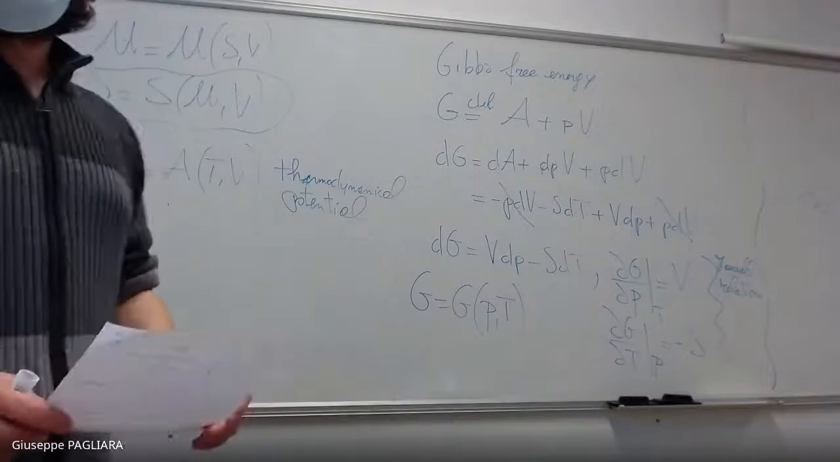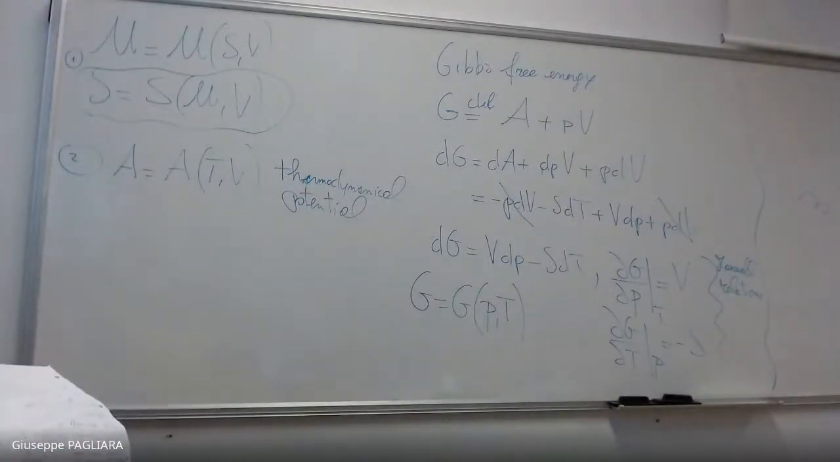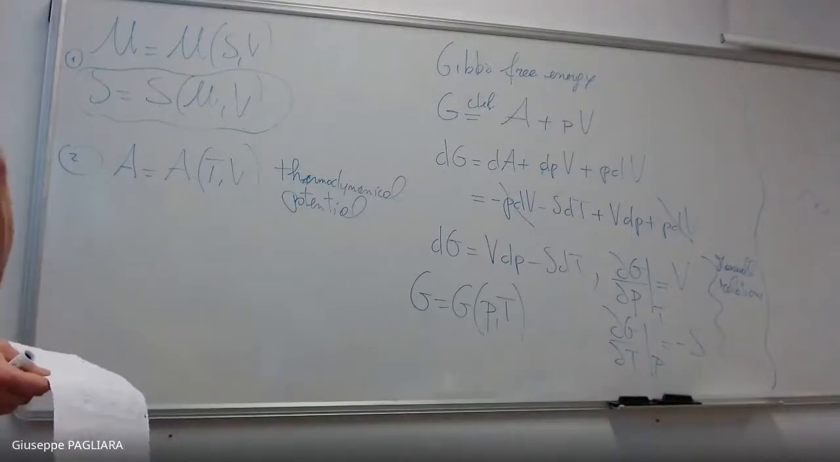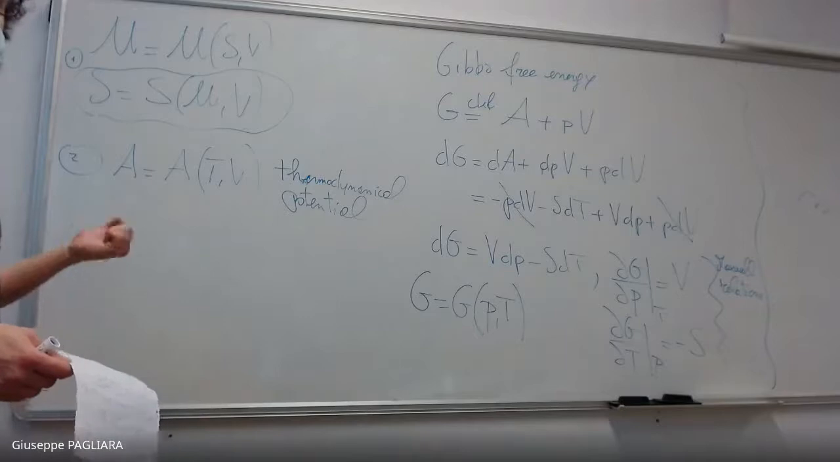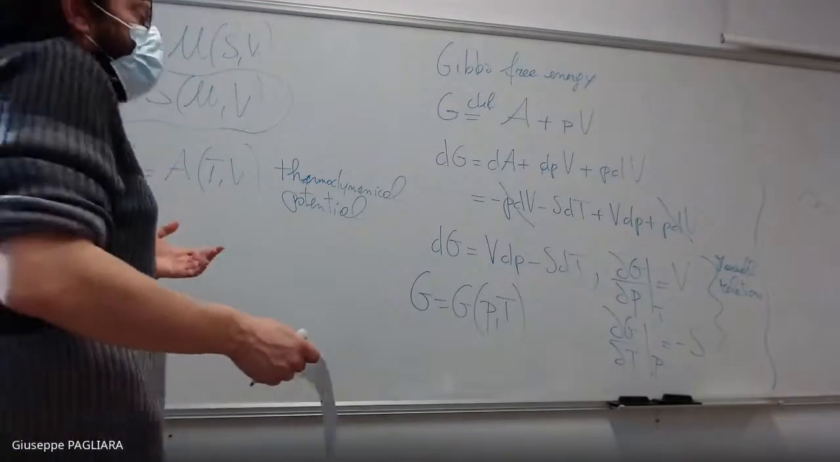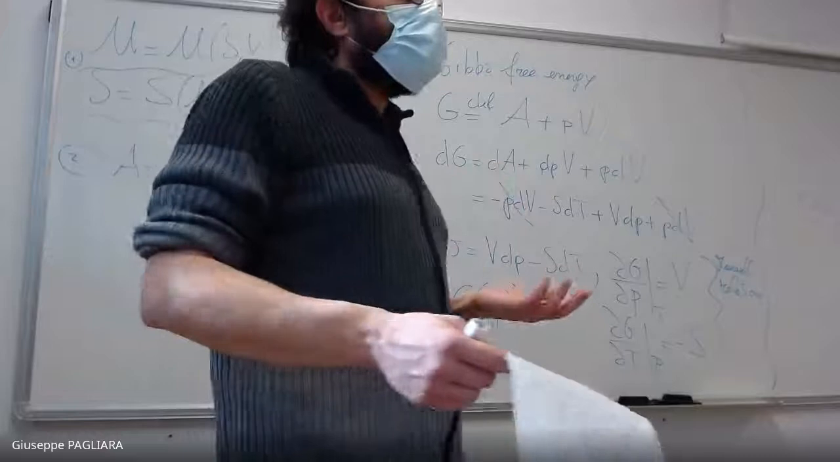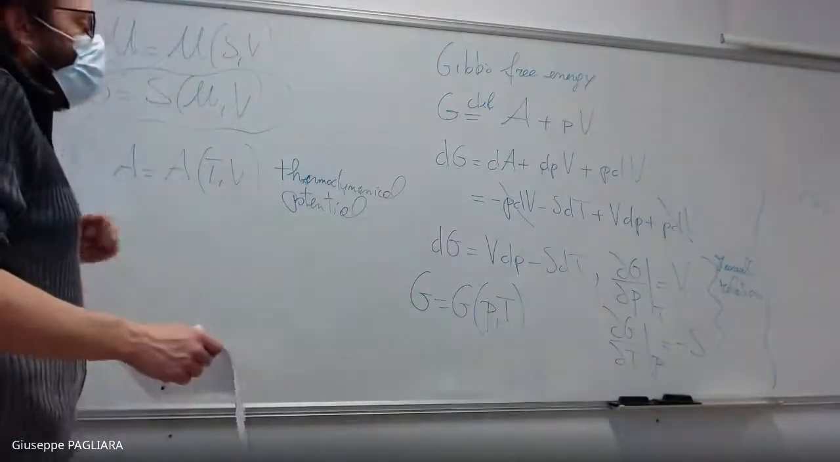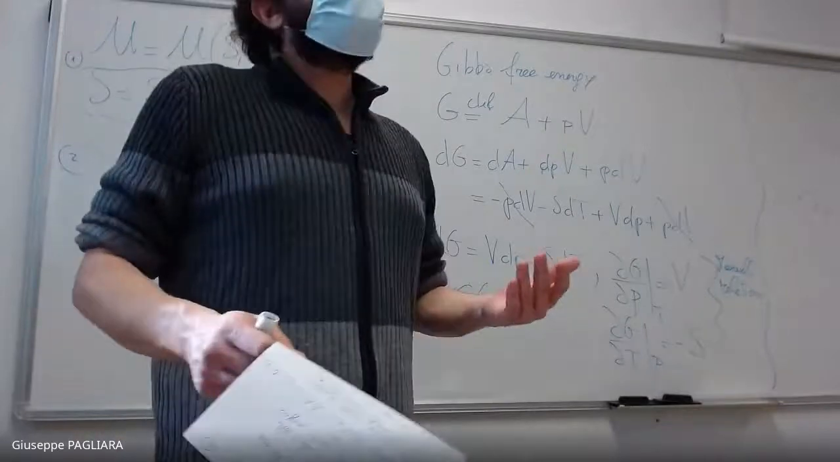Why this is useful, we will see in a moment. This potential is another thermodynamical potential called Gibbs free energy, and this time it is used when working at fixed pressure and a fixed temperature. We will see in a moment a possible application: how to express the second principle of thermodynamics when the pressure and the temperature are fixed, and what the consequences of this are.